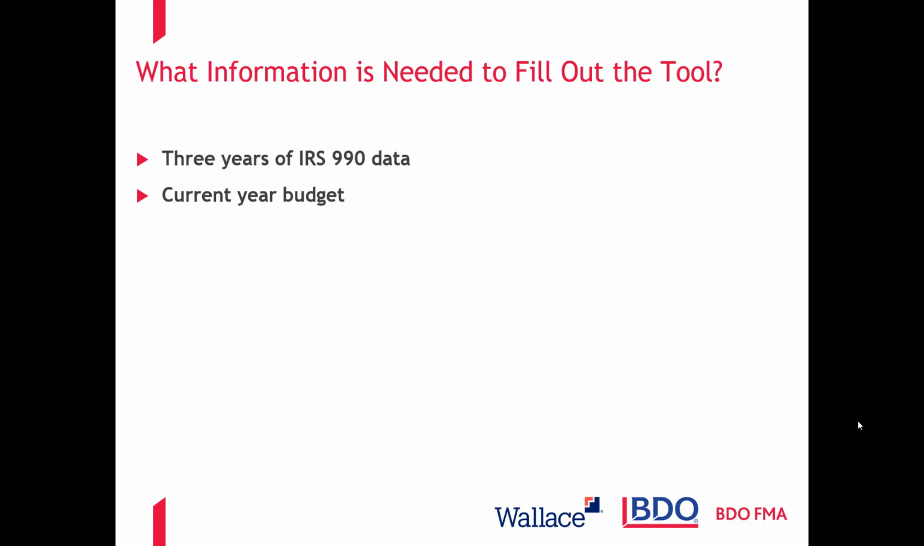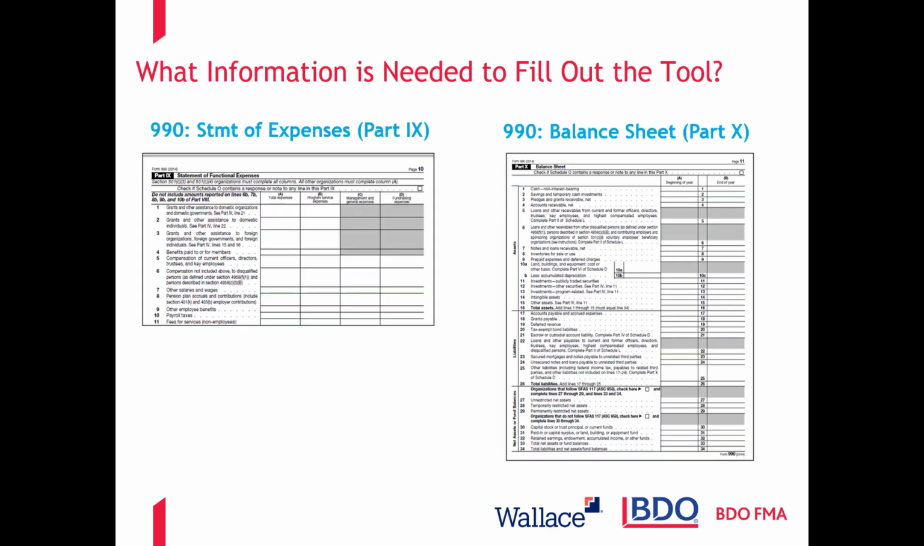The tool tracks a total of 4 years worth of financial data, 3 years worth of actuals, as well as the budget for the current year. Within the Form 990, the tool sources its data from Part 10, the balance sheet, and Part 9, the statement of expenses.